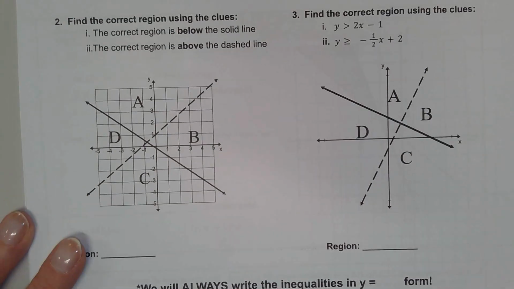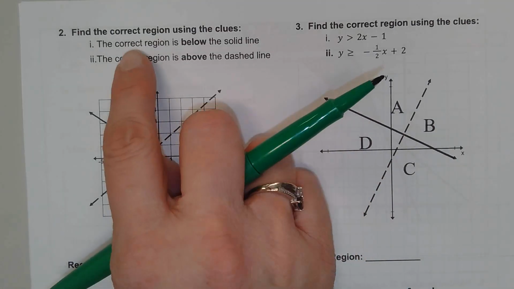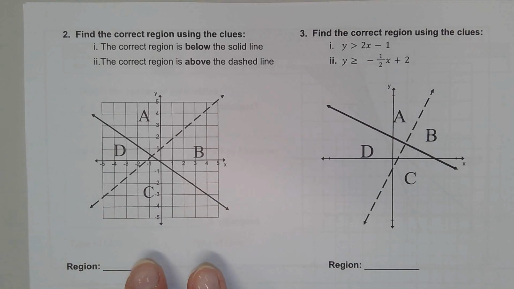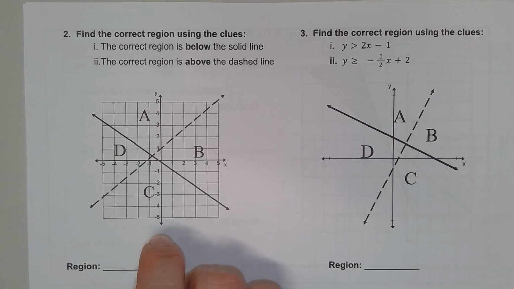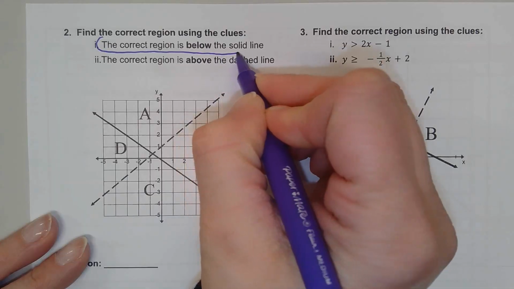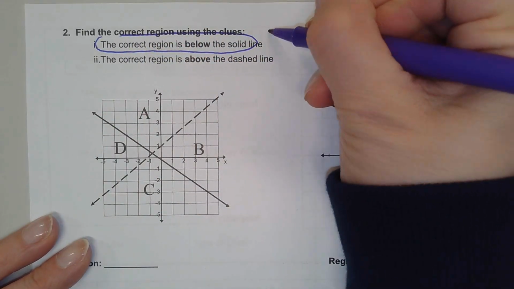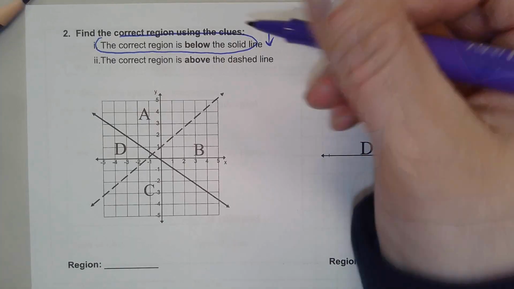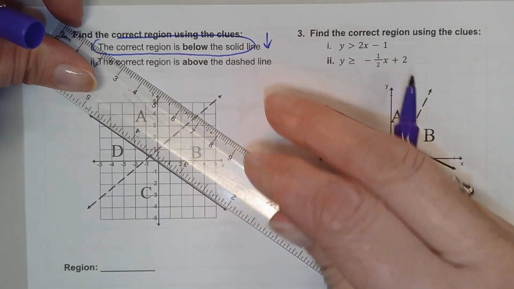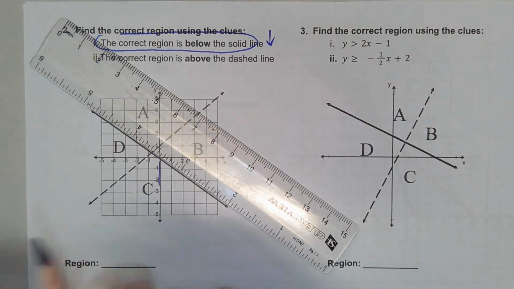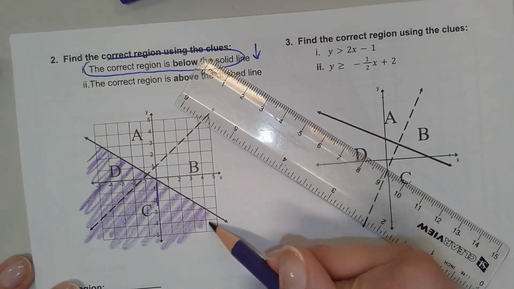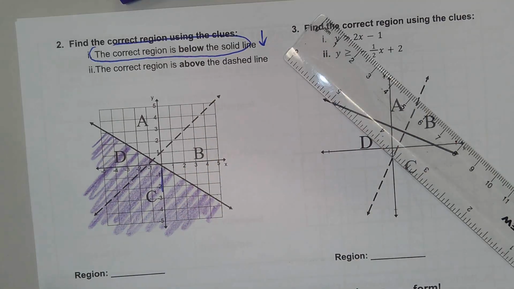On the next page here, we have some graphs that are drawn, and we have to find the correct region. We're going to use the clues, and we have to figure out which section is correct. So I'm going to use my colors here. For the first clue, we have to go below the solid line. We have to go under, below. The solid line is right here, and so if we go below it, we want to go down, it's going to be all of this. So I'm going to color the graph that they drew for me. This is below the solid.